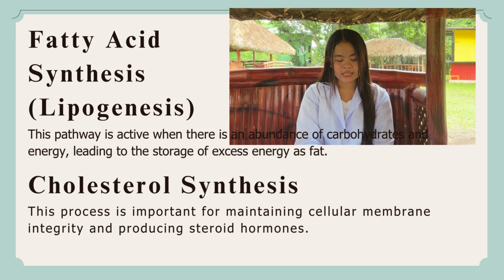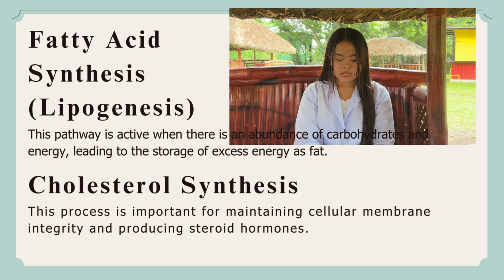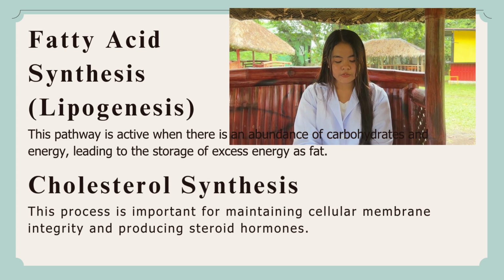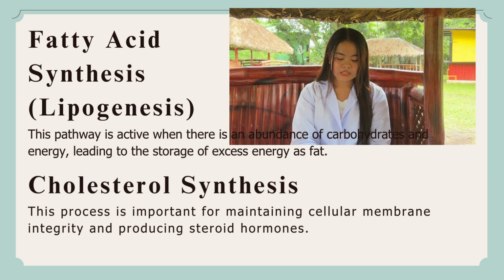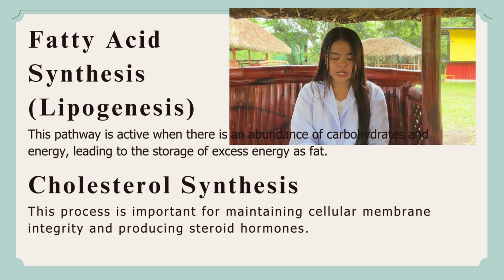The fate of acetyl-CoA generated from fatty acid oxidation is influenced by the metabolic state of the organism and the availability of other substrates. It can either enter the citric acid cycle for energy production, be converted into ketone bodies for alternative energy sources, be utilized for fatty acid synthesis when energy is abundant, or be used for cholesterol synthesis. The flexibility of acetyl-CoA utilization allows the body to adapt to varying nutritional and energy demands.